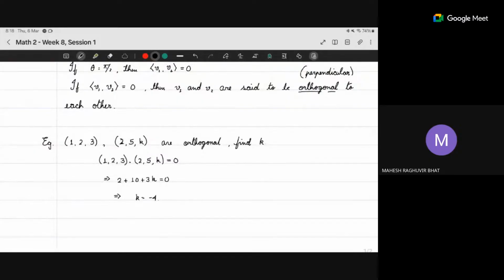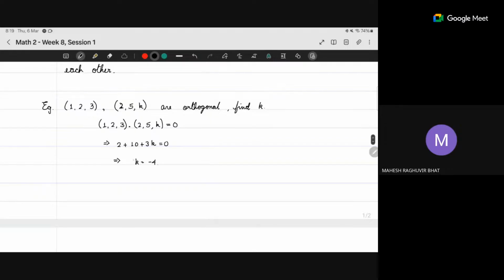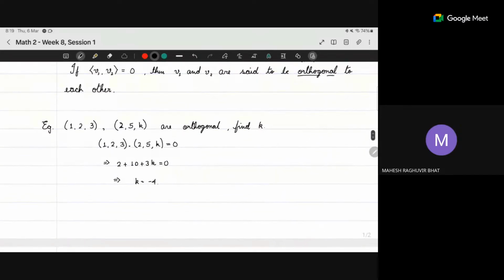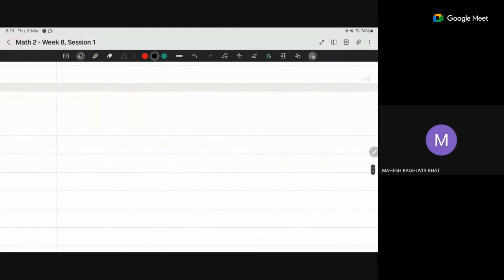So in general, if you want to check whether two vectors are orthogonal to each other or not, you will just take their dot product and see if it is 0 or not. In this case, we are not actually checking if they're orthogonal, we are saying that it is given that they're orthogonal and we have to find a variable. And this is how you do it. Now, this is just for two vectors, but of course, this can be generalized to a finite number of vectors.